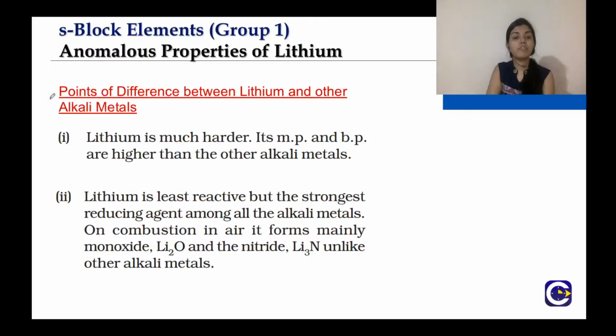Now, the points of difference between lithium and other metals: lithium is much harder. Its melting point and boiling point are much higher than those of the other alkali metals. Lithium is the least reactive, but still lithium is the only one which produces lithium oxide on directly combining with air and lithium nitride on directly combining with nitrogen, while other alkali metals do not show the same behavior.